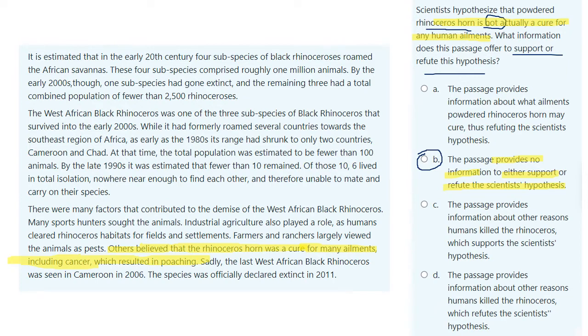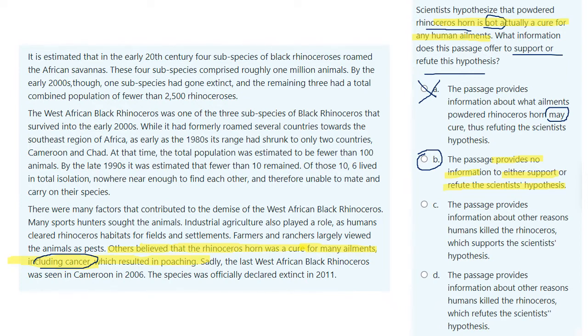Answer A, the passage provides information about what ailments the rhino horn may cure. Well, it does tell us that it may cure cancer, but the idea there is may cure. Not it does cure, not there's been a test, not these people recovered. It's may. May is not evidence. May is a possibility. So that's why A is wrong.